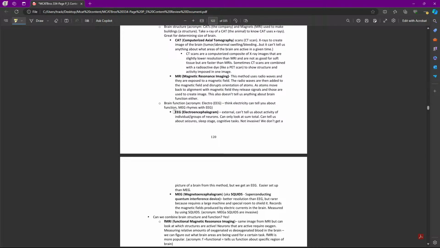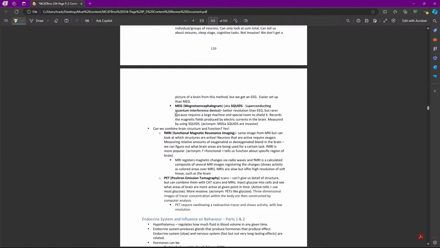So brain function, you can use EEGs to look for the electrical waves such as sleep stage, seizures, cognitive task. Or you could use magnetoencephalography, aka SQUIDs. Interesting, never heard this one. Which is better resolution than EEGs but rare because they require a large machine and a special room to shield it. It records the magnetic fields produced by the electrical currents in the brain.